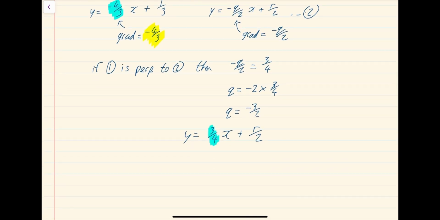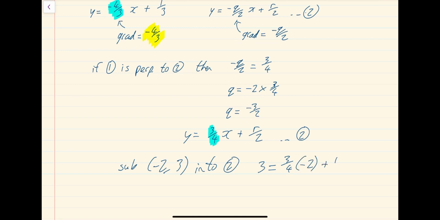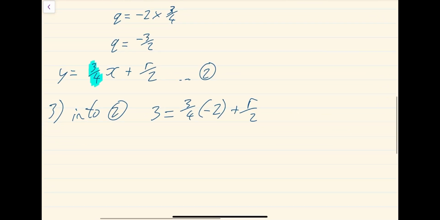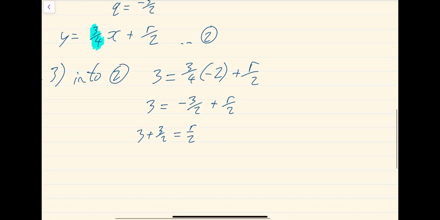So now what we're going to do is we're going to sub. So this is my equation 2, remember, sub minus 2, 3 into equation 2, which means 3 is equal to 3 over 4 times minus 2 plus r over 2. And then a good bit of working out for this one. 3 is equal to minus 3 over 2 when you do that, plus r over 2. I would just say then that's 3 plus 3 over 2 is equal to r over 2. 3 over 2 is 1.5. 3 plus 1.5 will be, I'll just write it as 4.5. And then that's r over 2.